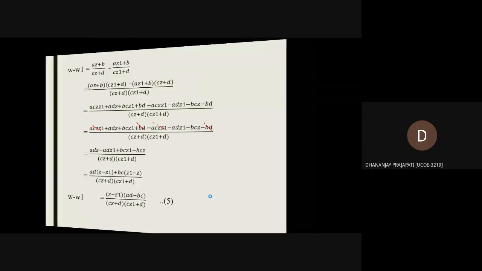So in the next, similarly we can find the value of W1 minus W2. The value of W1 minus W2 becomes (Z1 minus Z2)(AD minus BC) upon (CZ1 plus D)(CZ2 plus D). We mark it as equation number 6. Similarly, W2 minus W3 becomes (Z2 minus Z3)(AD minus BC) upon (CZ2 plus D)(CZ3 plus D). We mark it as equation number 7. And W3 minus W becomes (Z3 minus Z)(AD minus BC) upon (CZ3 plus D)(CZ plus D). We mark it as equation number 8.